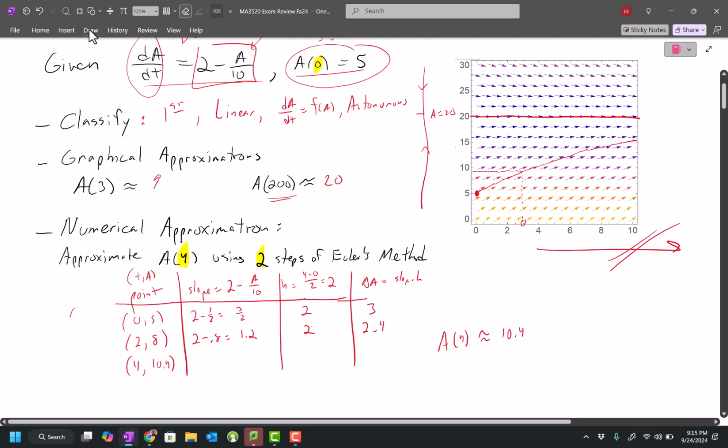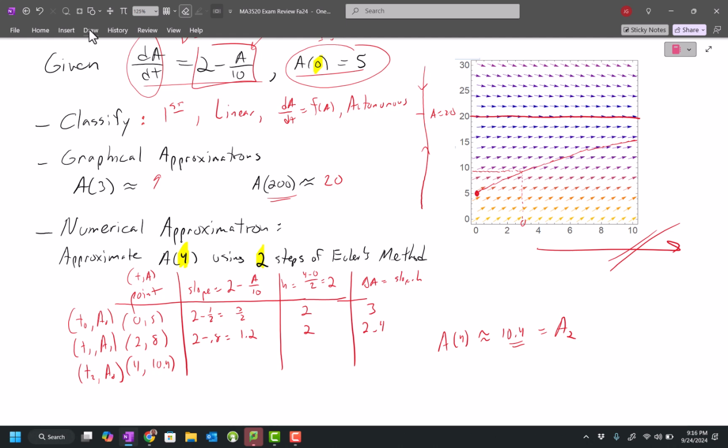However, if I identified my points here, this would be t sub 0, a sub 0, t sub 1, a sub 1, and t sub 2, a sub 2. So my a sub 2, my second Euler point here, is also the value of a when little t is 4 and is equal to 10.4. So on the exam, I might ask you for either notation, and you should be able to understand the differences there. All right, that's this first part where we have a differential equation.